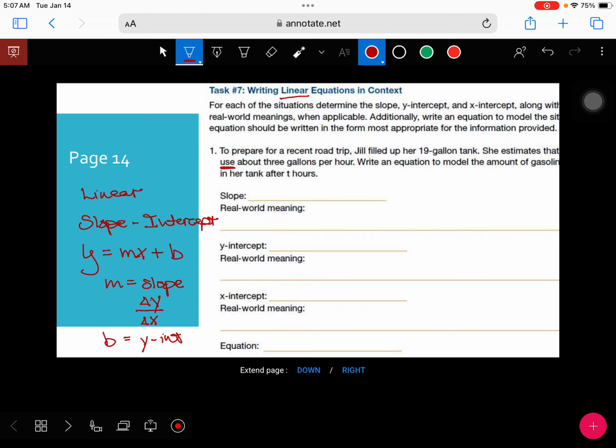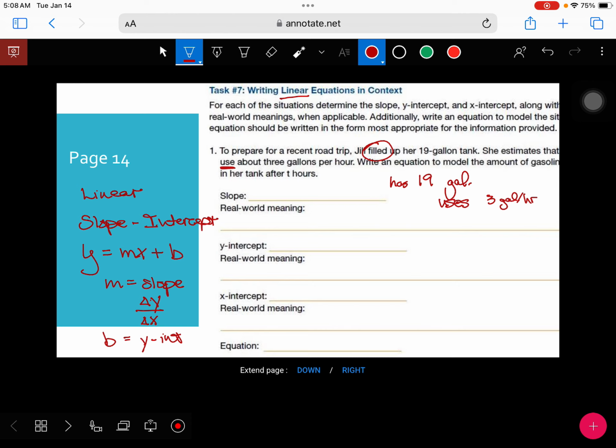She has a 19-gallon tank to begin with. Okay? And she filled it up. So she has 19 gallons at the beginning. Okay? She is using 3 gallons per hour. All right? Using 3 gallons per hour. Write an equation to model the amount of gasoline. Well, let's talk about this.